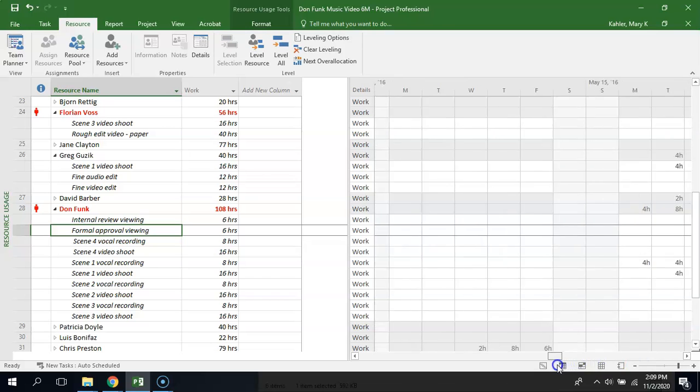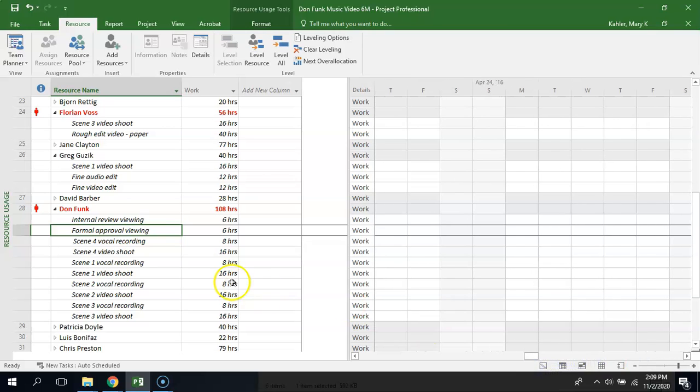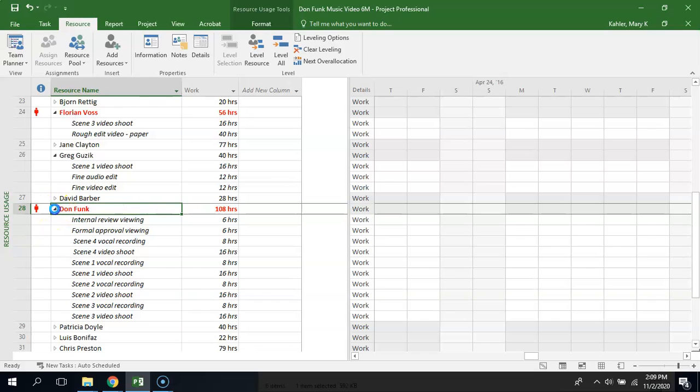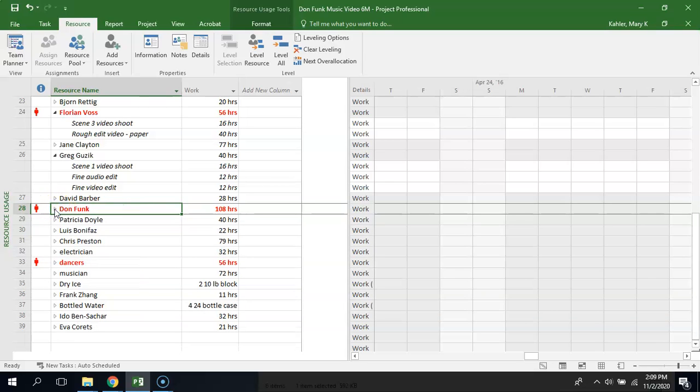So there's no perfect solution. It's not going to magically make all of your over allocations disappear. But when you do that resource leveling, you can take care of some problems using those settings that we had. And that is lesson 6.